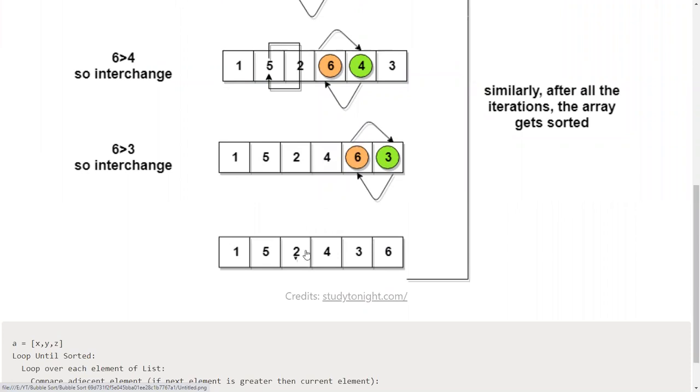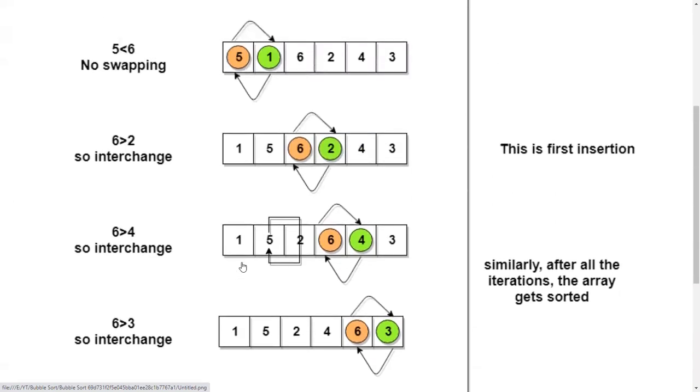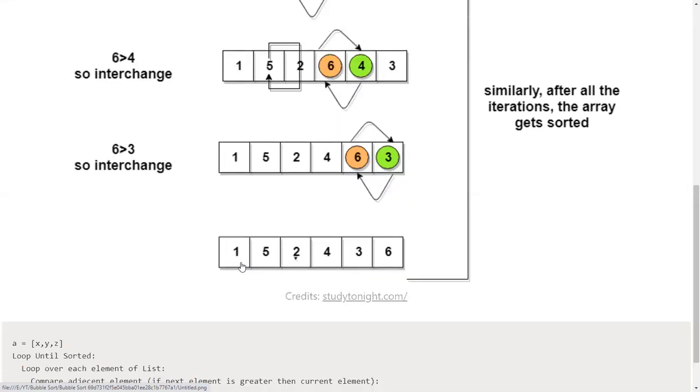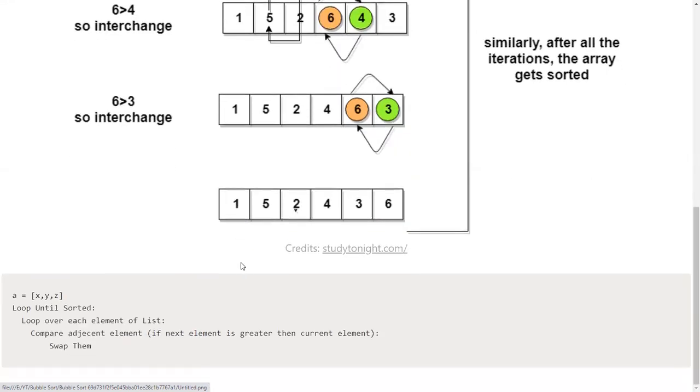After the first iteration, you can see we still have an unsorted list, like 1, 5, 2, 4, 3, 6. So this process will continue until the whole list is sorted.